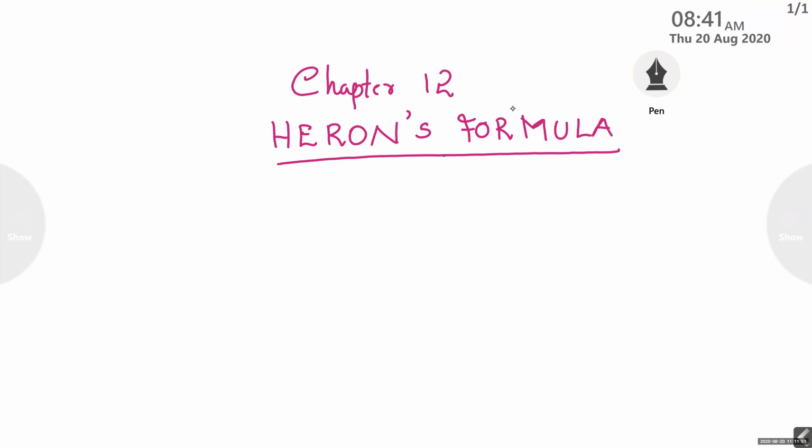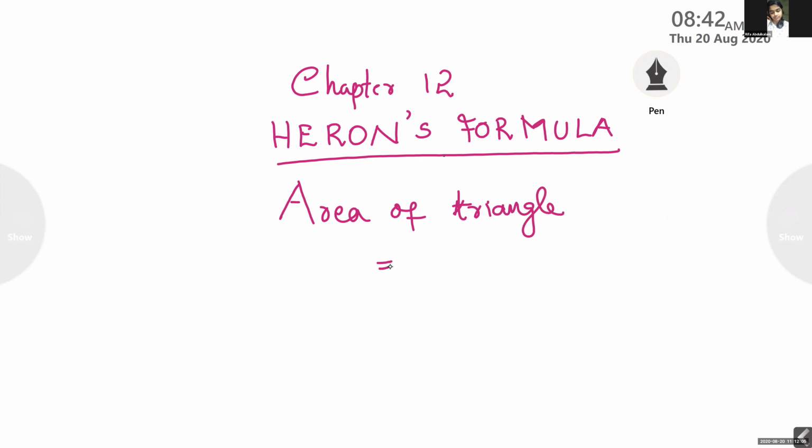Okay, children. So it is Heron's formula. So we know to find the area of the triangle. Area of a triangle. What is the formula? Does anybody remember the area of a triangle? Half BH. Area of the triangle is half BH. Okay, children. You all know it.